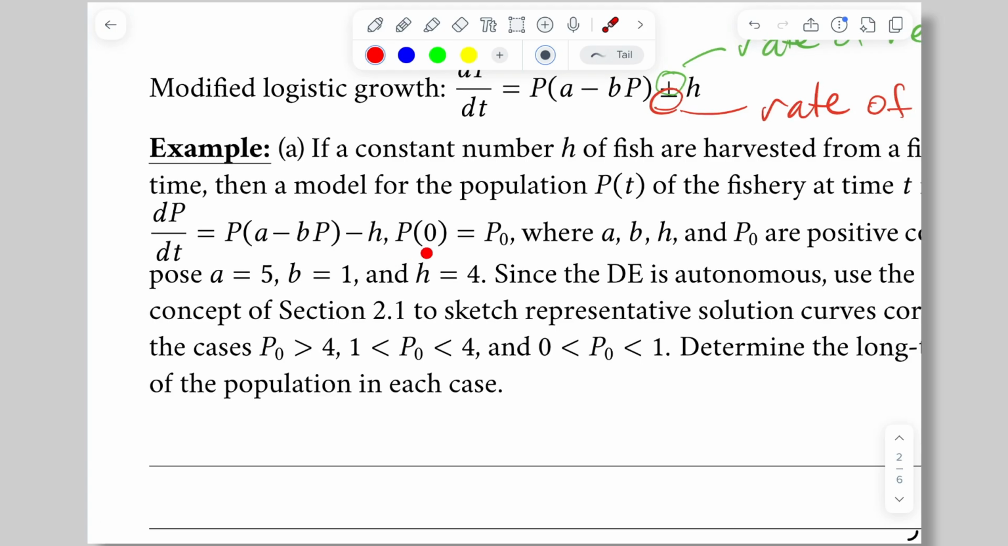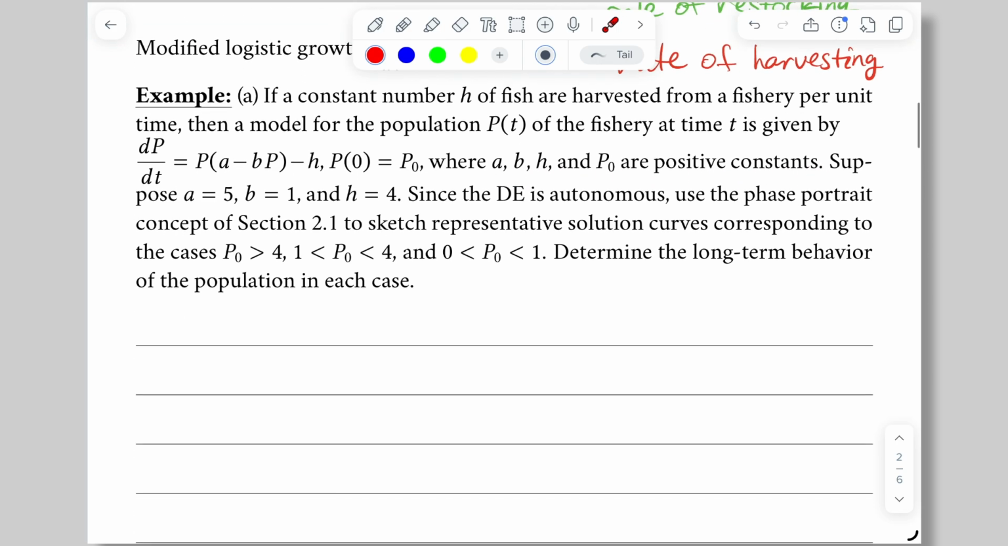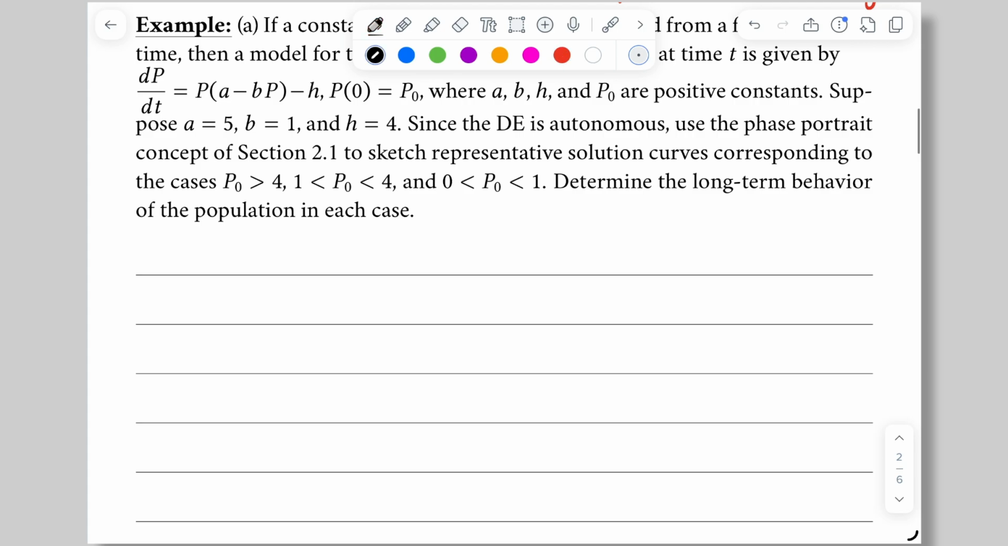P of 0 is equal to P naught, an initial population, where A, B, H, and P naught are positive constants. So we're given values now. A is 5, B is 1, H is 4. I'm going to leave off reading now, and we're just going to tinker with this model. dP/dt is equal to P times, if A is 5 and B is 1, the quantity 5 minus P, and H is 4, so that gives us minus 4.